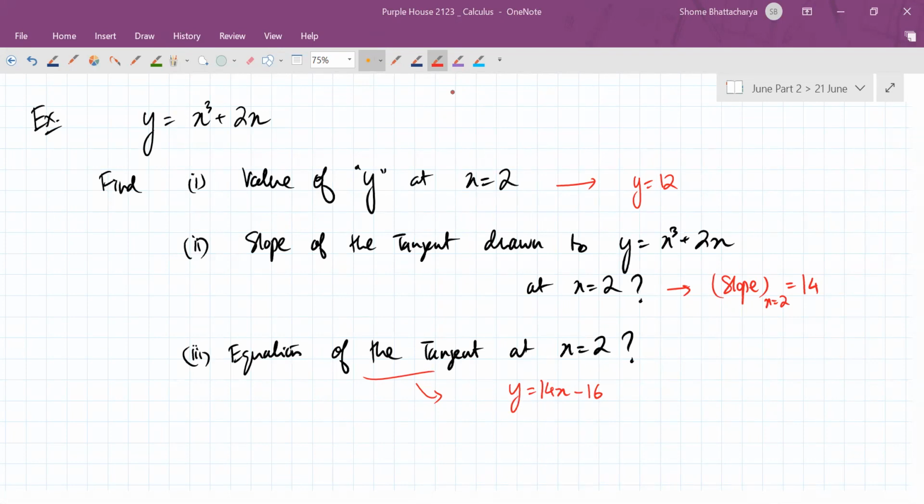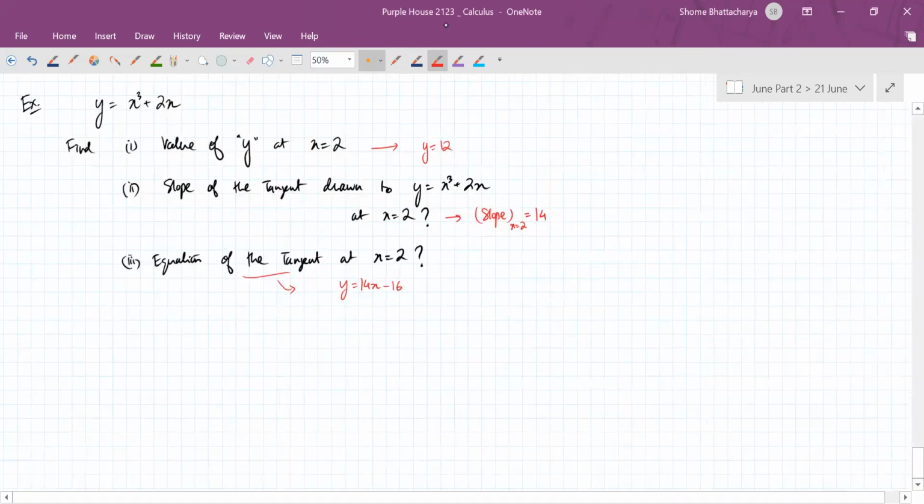Yes, very good, Rishita, that's correct. I think you have just made a mistake of plus minus sign somewhere, otherwise you would have got it correct too. Yes, sir. I made the mistake, I took minus 12. Okay.